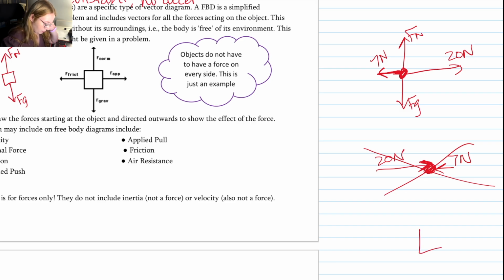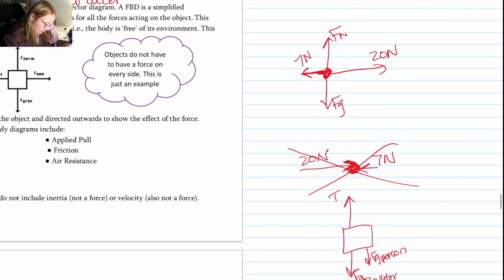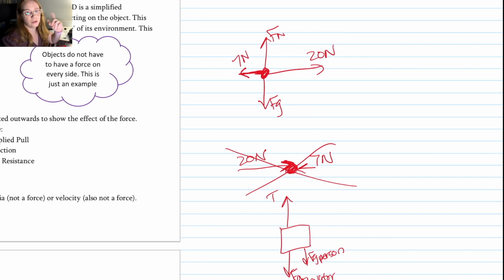Also, if you have multiple forces, so let's say it was an elevator and the elevator had tension, and then we also had the force of gravity of the elevator, but we also had the force of gravity of a person. If you have multiple forces, you actually do have to draw them side by side. That is a rule. And so what we would not want to see is Fg of the elevator on top of Fg of the person.